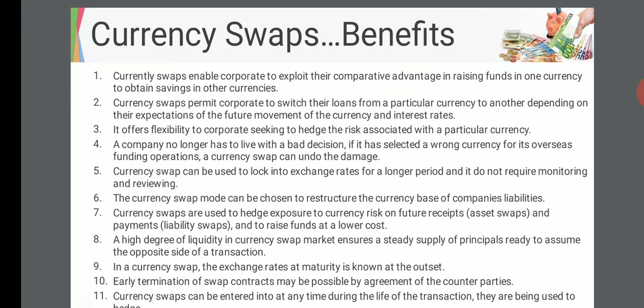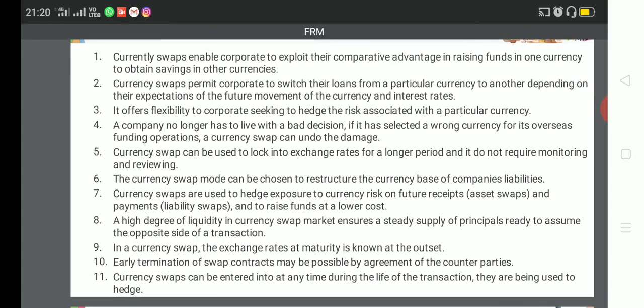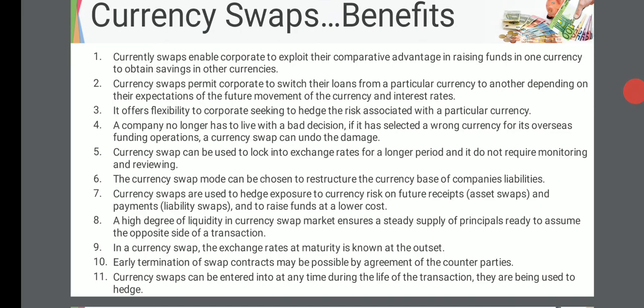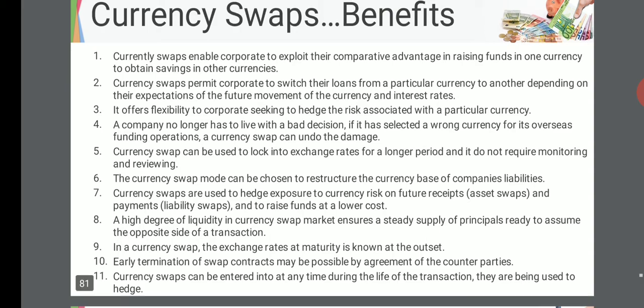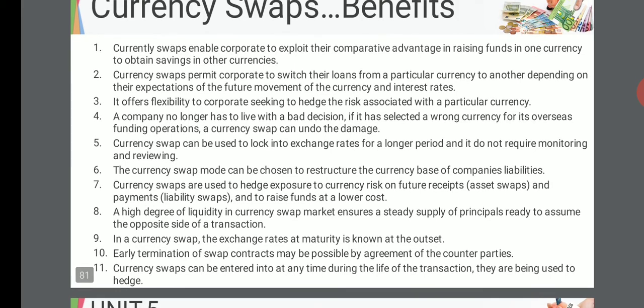Now, currency swaps, what are the benefits? Currency swaps enable corporates to exploit their comparative advantage in raising funds in one currency to obtain savings in another currency. Currency swaps permit corporates to switch their loans from one currency to another depending on their expectations of future movement of currency and interest rates. It offers flexibility to corporates seeking to hedge the risk associated with a particular currency. A company no longer has to live with a bad decision if it has selected a wrong currency for its overseas funding operations. A currency swap can undo the damage.